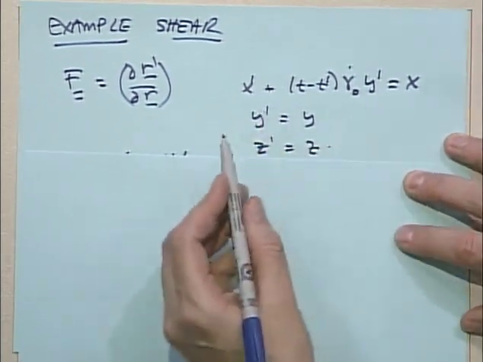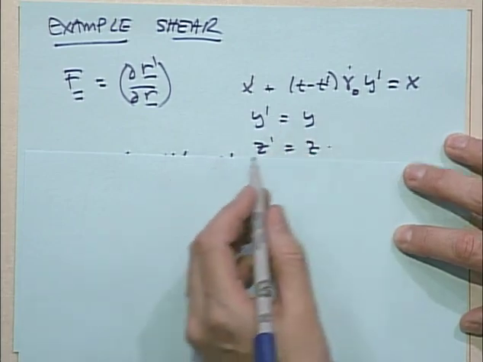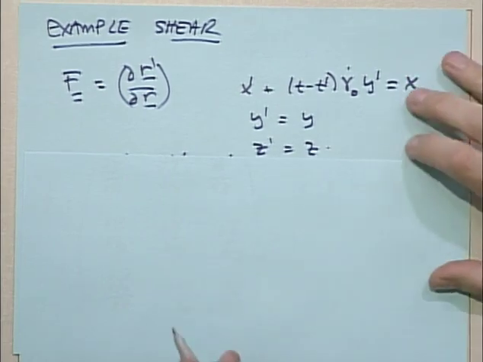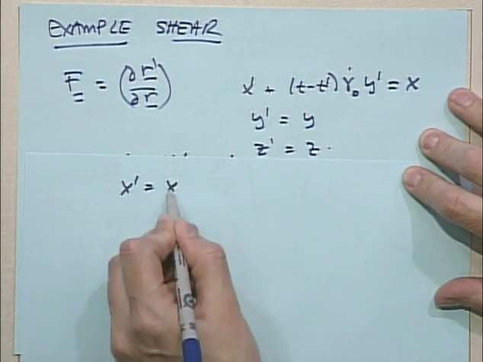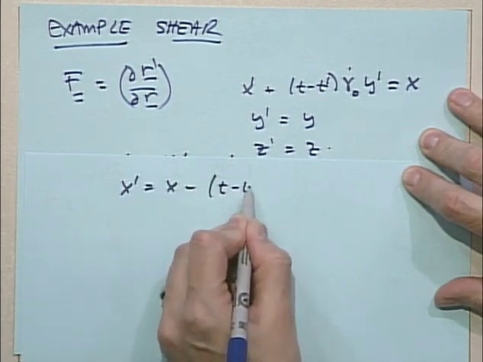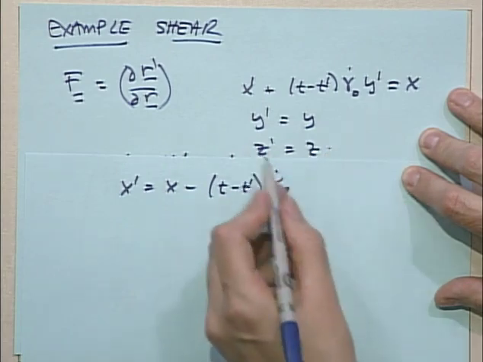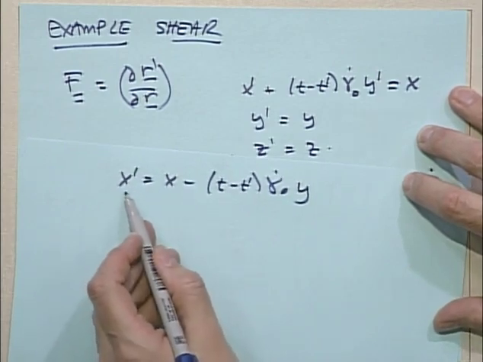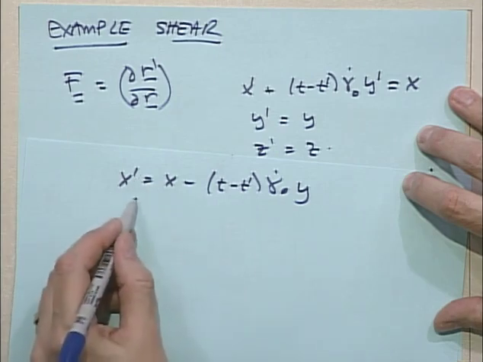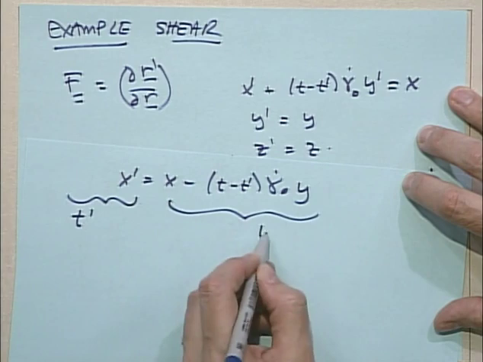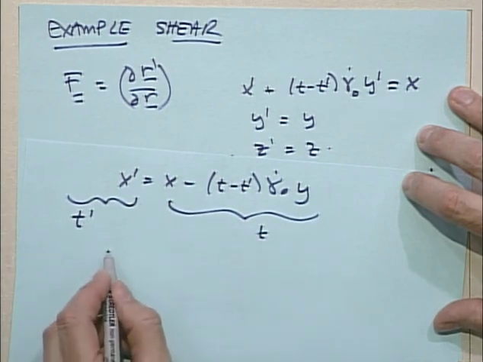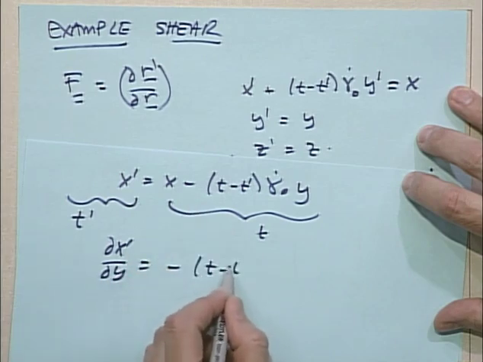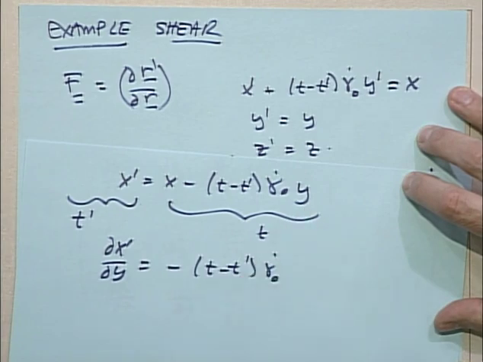So if I solve it for x prime, y prime is equal to y. So this is now a form where everything on the left is at t prime and everything on the right is at t. And now that makes it more clear how to take the derivative. dx prime with respect to y is minus t prime gamma dot naught times 1.